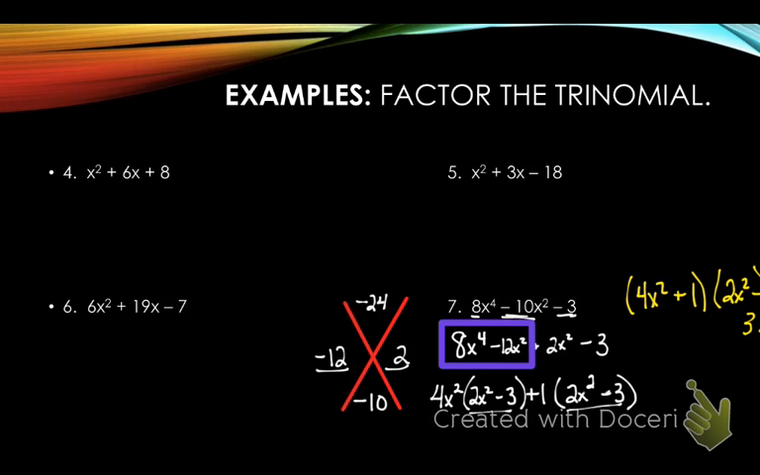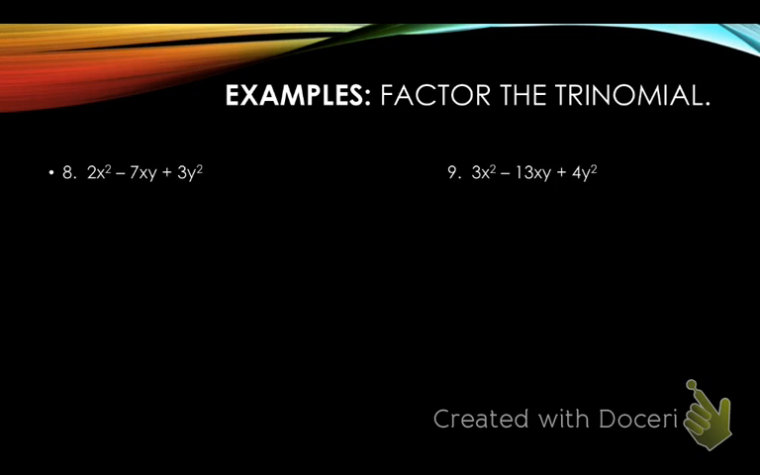Sorry, I ran out of room. Same way here. You treat everything the same way. Even if you have two variables, it doesn't change your approach. Okay? It's just looking at it a different way. So if you have 2x squared minus 7x plus 3y squared, everything's going to be the same. You're still going to do all the steps. It's not going to change.